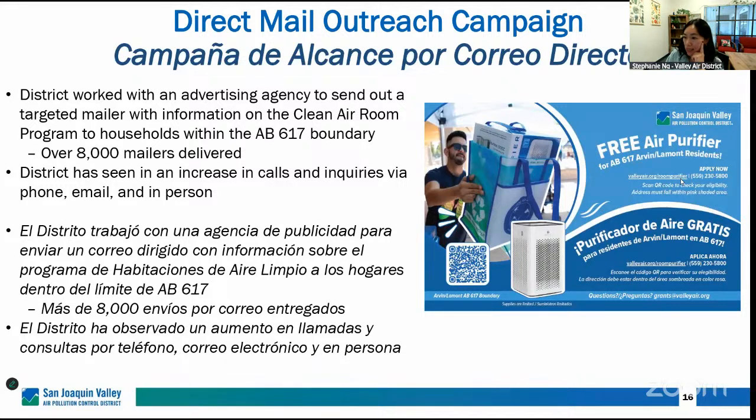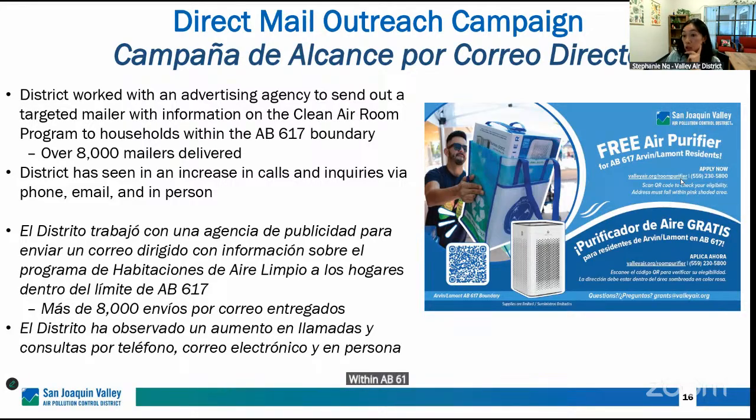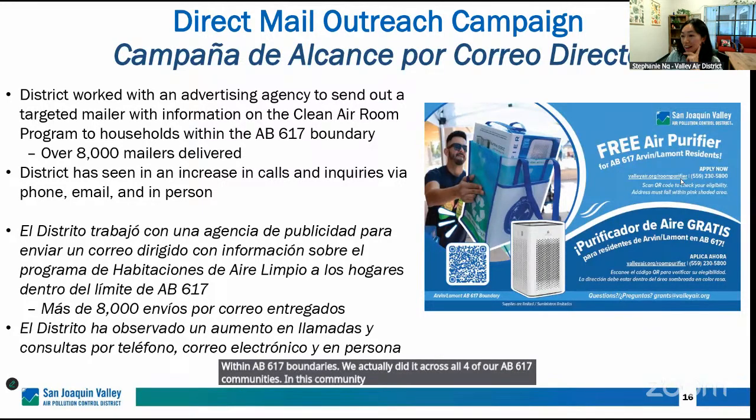So pretty recently, really based on feedback that we got from a lot of you in our community steering committees, we worked with our advertising agency to send out a targeted mailer with information on how to apply for the program within AB 617 boundaries. We actually did it across all 4 of our AB 617 communities. In this community, we had over 8,000 mailers delivered. And this is the mailer.